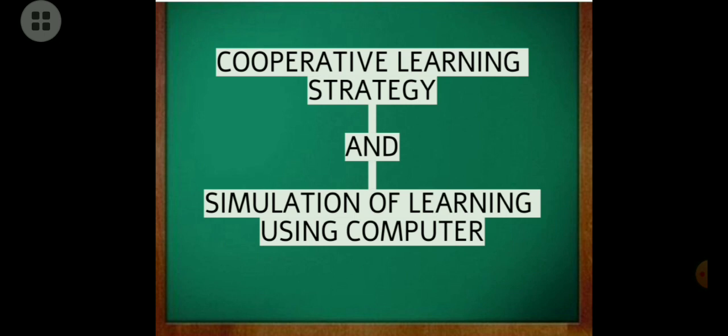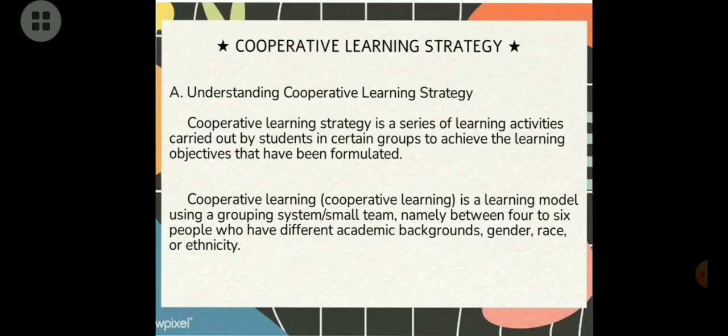Cooperative Learning Strategy and Simulation of Learning Using Computer. Cooperative Learning Strategy. Cooperative learning strategy is a series of learning activities carried out by students in certain groups to achieve the learning objectives that have been formulated. Cooperative learning is a learning model using a grouping system of small teams, namely between 4 to 6 people who have different academic backgrounds, genders, race, or ethnicity.